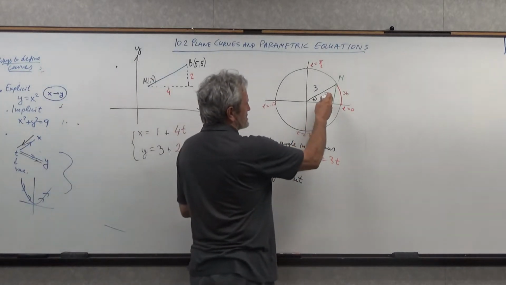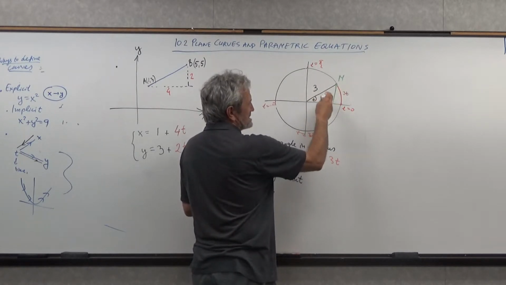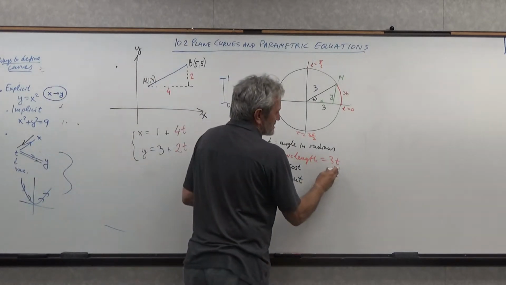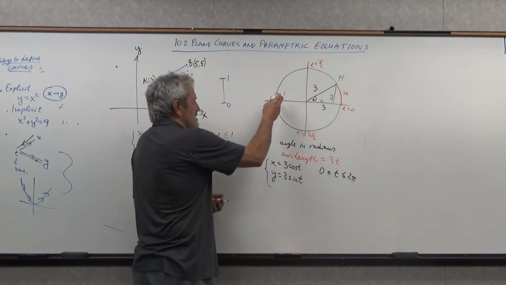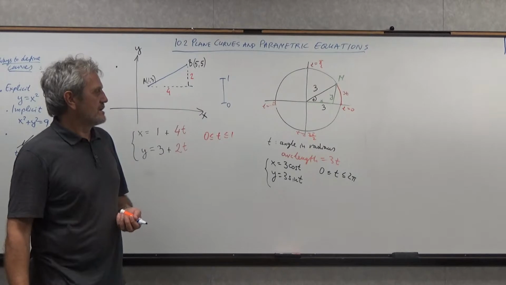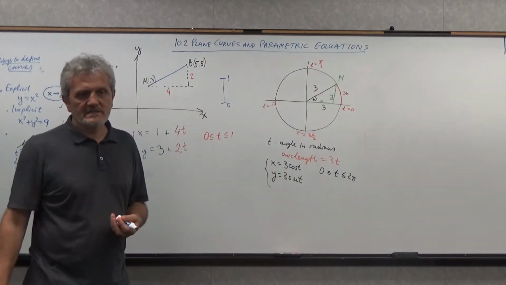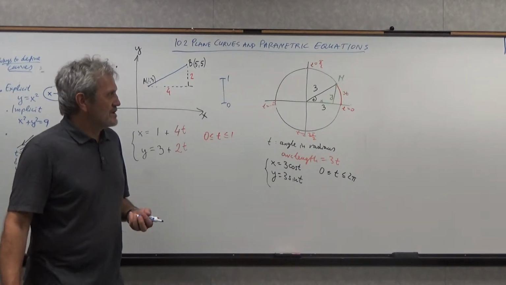Because why? Because x over 3 is cosine t, y over 3 is sine t. We solve for x and y. Here it is. And then t goes as long as you want. If you want the whole circle, it will go 0 to 2 pi. If you want just half of it, it will go 0 to pi, and so on. So here is the radius, and then you have cosine t and sine t. And then you will see in the homework that there are many variations of this one.